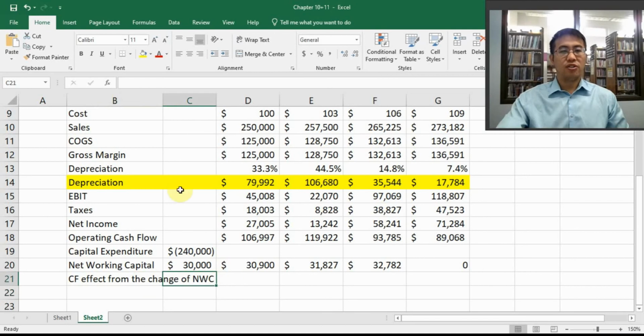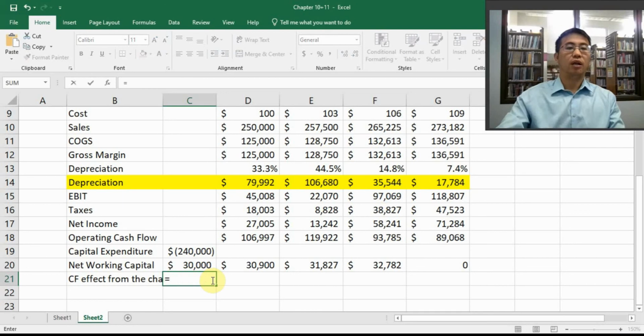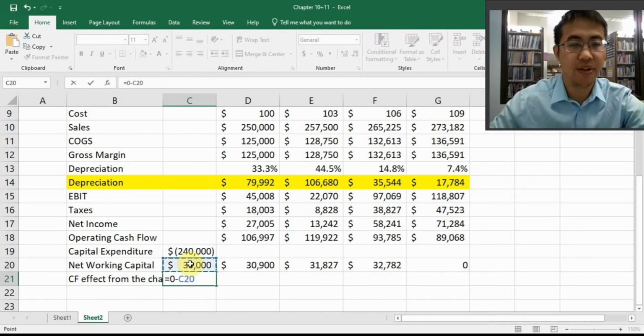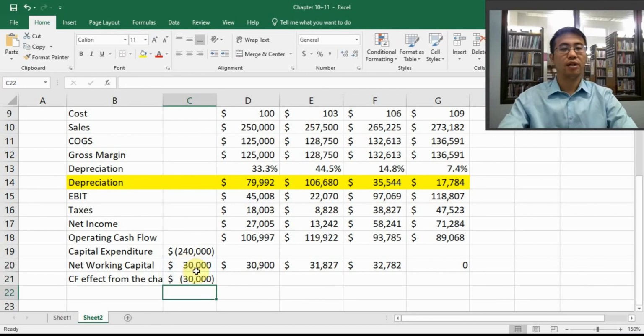And for year 0, when you have net working capital increase from zero, from scratch, all the way to $30,000, your cash effect from this change of net working capital is negative 30,000. So I'm going to use 0 minus 30,000. That means I will need to spend $30,000 in cash to build this inventory from 0.